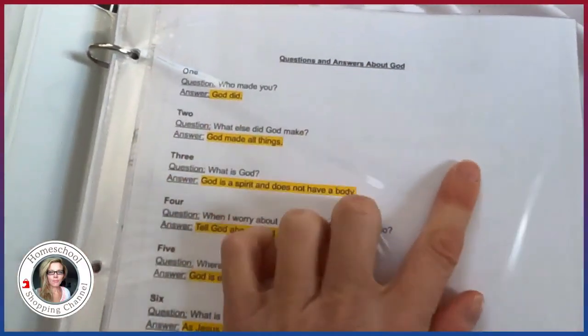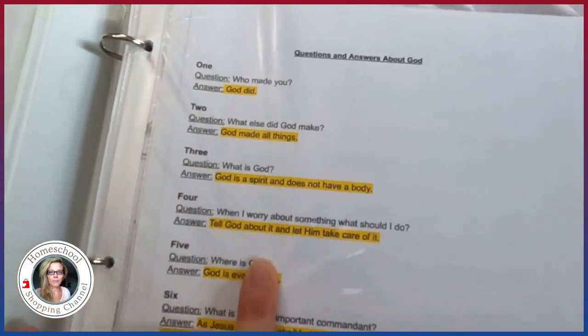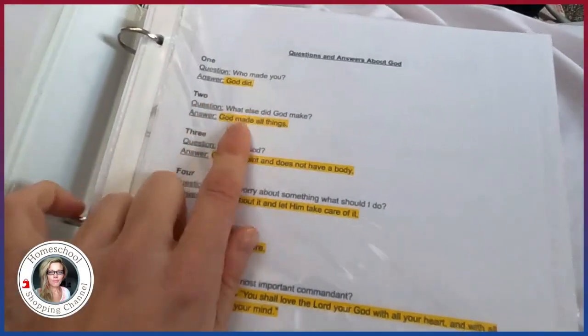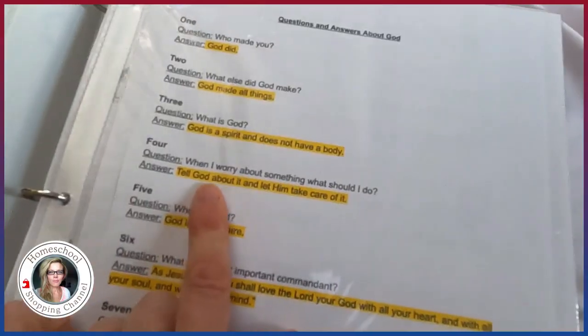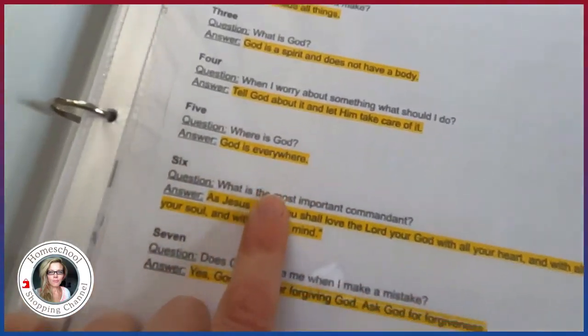So these are questions and answers about God that I have. Who made you? God did. So the yellow, the highlighted, is where they answer. So let's see, who made you? God did. What else did God make? God made all things. What is God? God is a spirit and does not have a body. When I worry about something, what should I do? Tell God and let him take care of it. Where is God? God is everywhere.